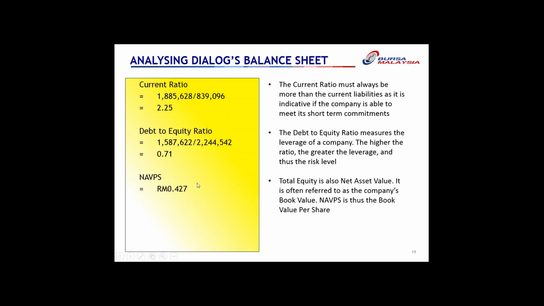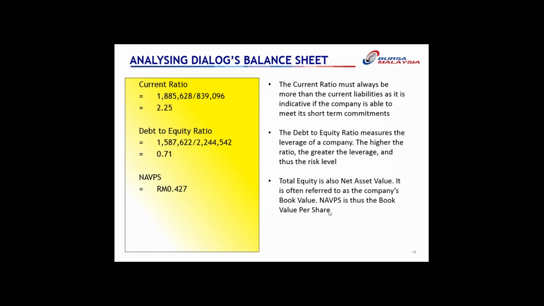Okay, now Dialog's net asset value per share is 0.427. Total equity is also known as net asset value, and it is often referred to as the company's book value. Net asset value per share is thus the book value per share.